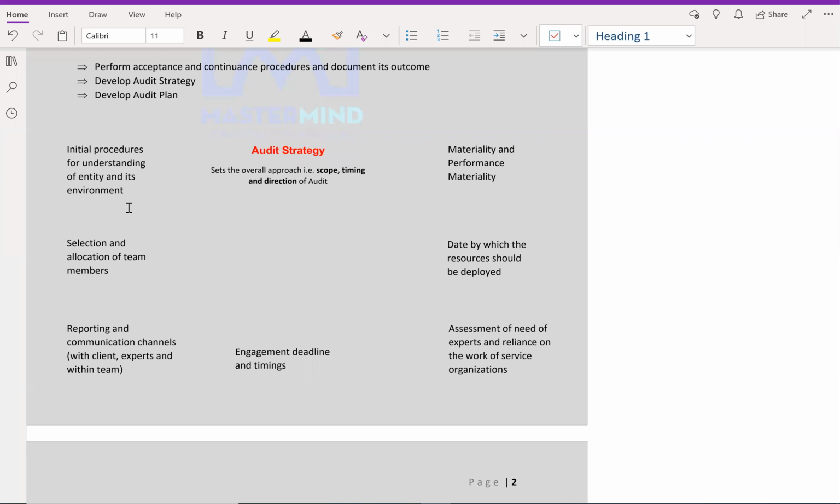How will you communicate with the client? Will it be a direct communication? Will it be through the client, right? Sorry, how will you communicate with a third party?